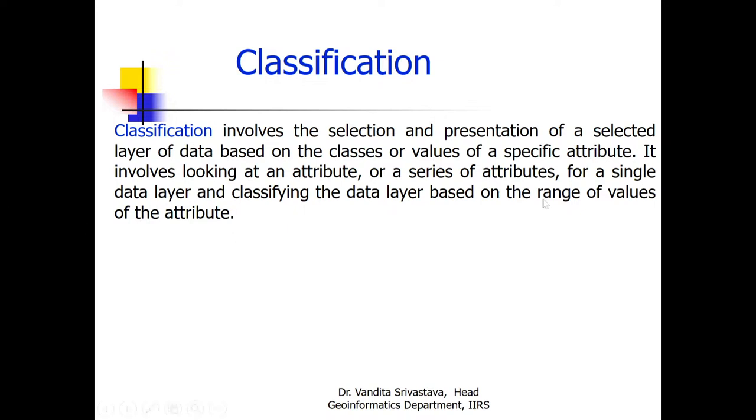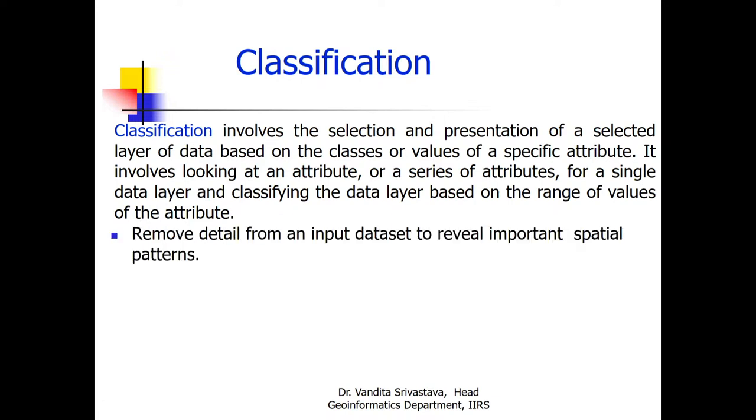And then we classify the data based upon the ranges of the values that are present for that particular attribute in that layer. And why do we want to do this? Because sometimes we don't want extra details to be present in our layer. We want specific information. So we would like to remove the unnecessary details present in the data set. This removal of unnecessary details will help us in identifying the useful patterns, so we would be able to focus upon those useful patterns.